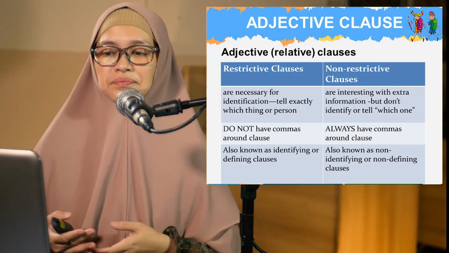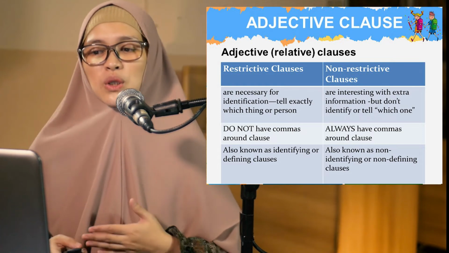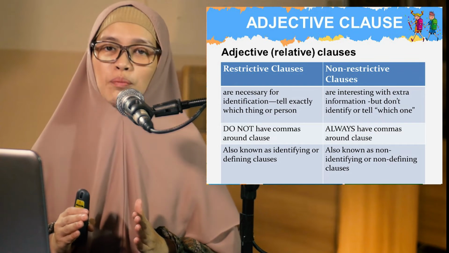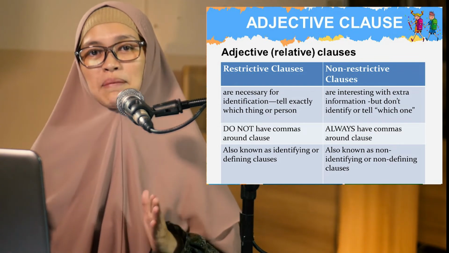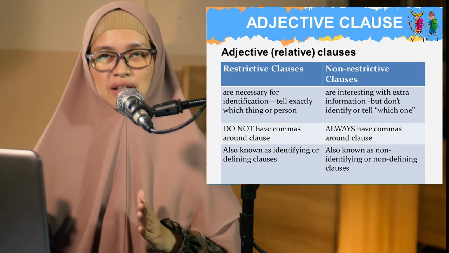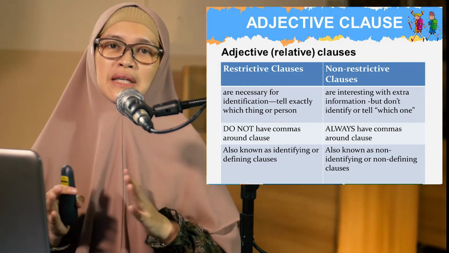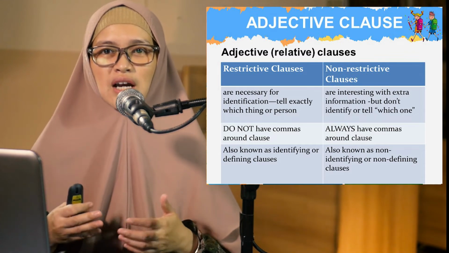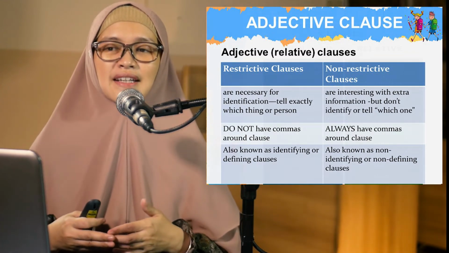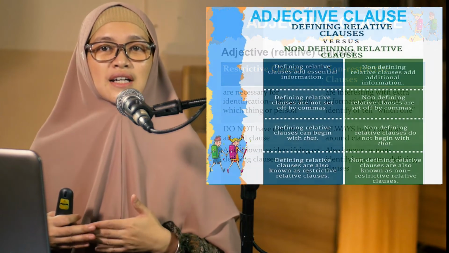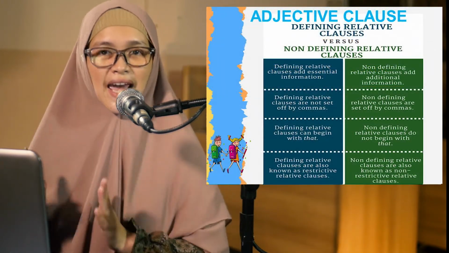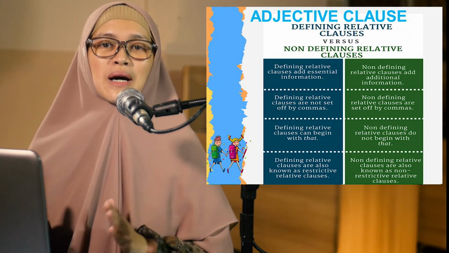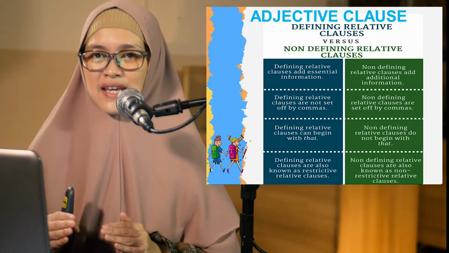Let's see here. Defining relative clauses add essential information, so we cannot omit it because it is essential. If we omit it, the sentence will be meaningless, or it won't give us a complete idea. Non-defining relative clauses only add additional information. We can omit it, and the meaning remains the same.